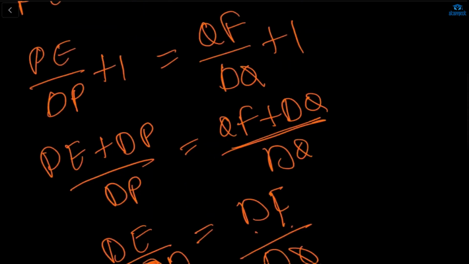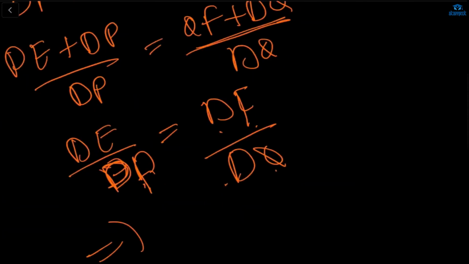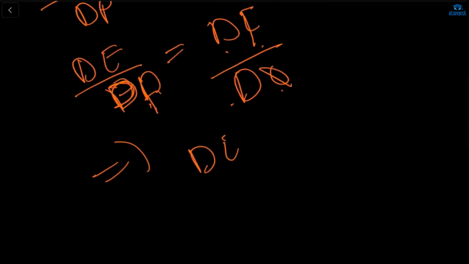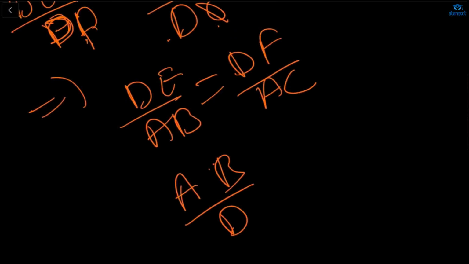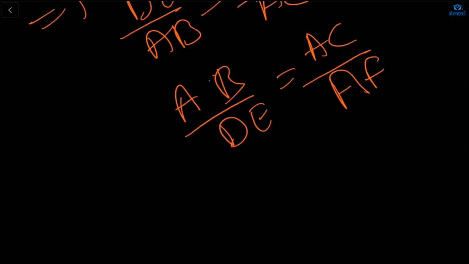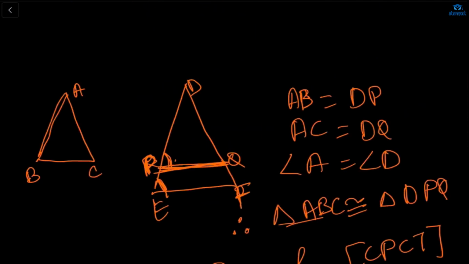And if you see the equation here, AB is equal to DP and AC is equal to DQ. So we can write here that DE by AB is equal to DF by AC. Now that means AB by DE is equal to AC by DF. So this is the proof that AB by DE is equal to AC by DF. We have proved that this ratio, AB by DE, is equal to AC by DF.